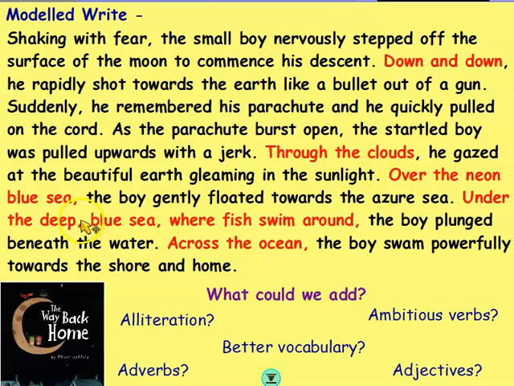Over the neon blue sea, the boy floated gently towards the azure sea. Under the deep blue sea, where fish swim around, the boy plunged beneath the water. Across the ocean, the boy swam powerfully towards the shore and home. Now, I'm not sure that this is perfect yet.